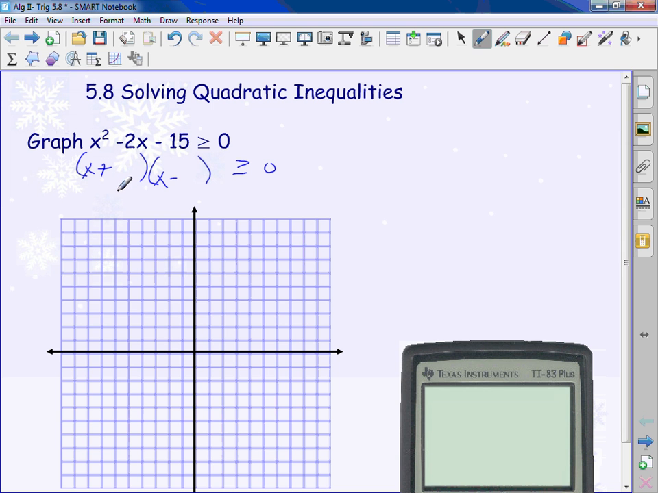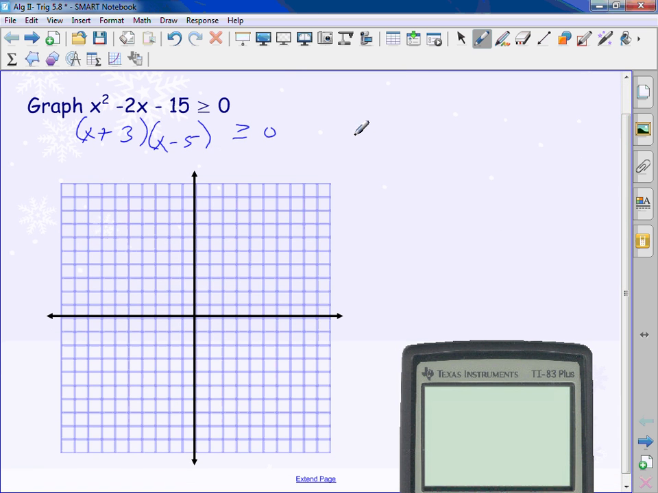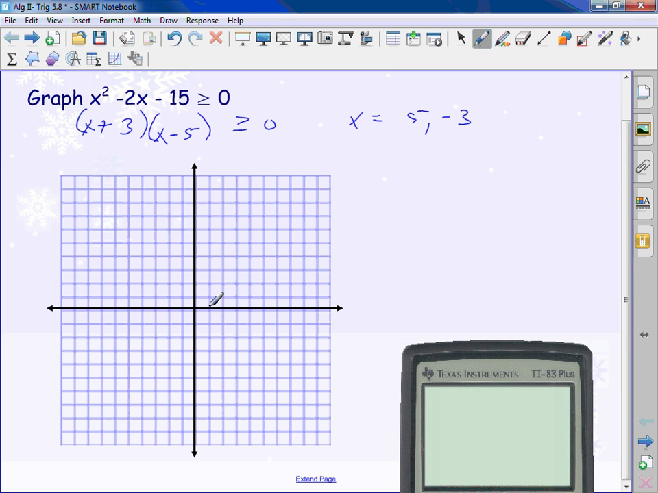Okay, which one's the 3 and which one's the 5? Positive's the 3, the negative is the 5. What that means is I have x-intercepts at 5 and negative 3. That means 1, 2, 3, 4, 5. That's where one of them's at. 1, 2, 3.